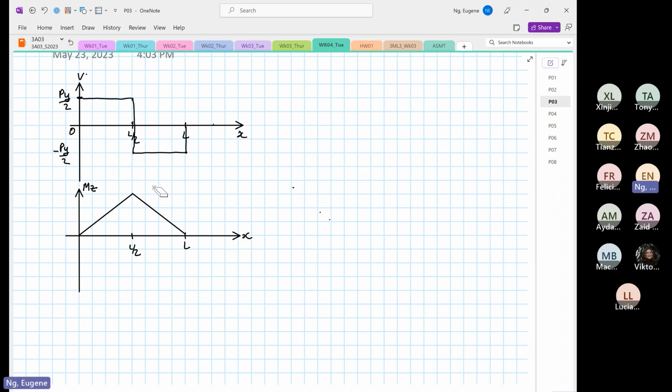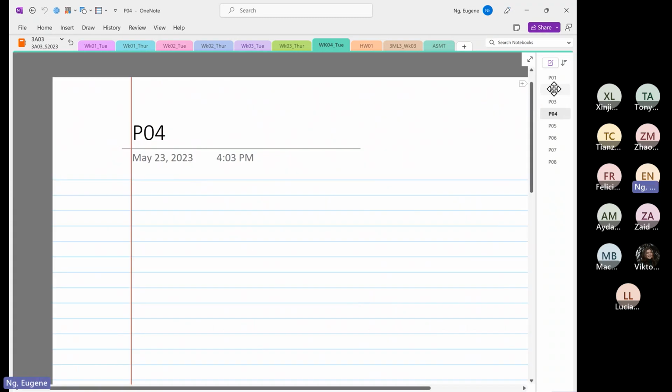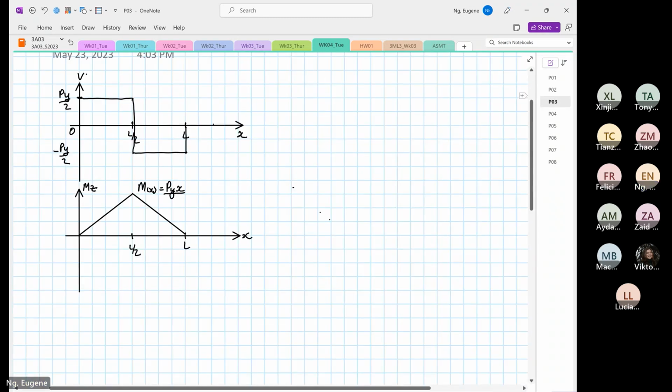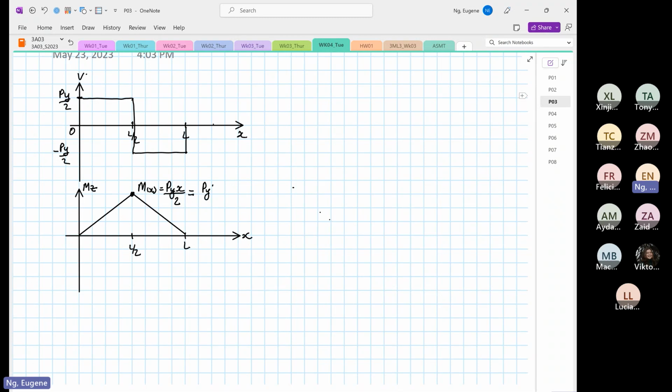So if we were to look at a function, moment as a function of X is equal to Py x over 2, right? So the value at this point over here is Py L over 4. So that is the maximum. So this is equal to your Mx. Yeah, maximum bending.